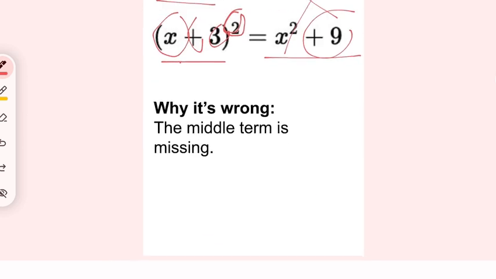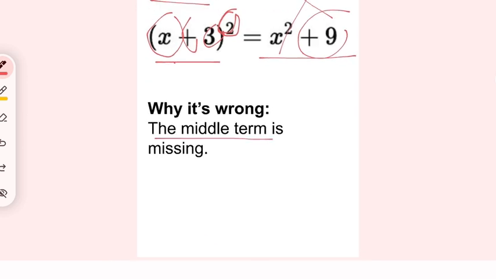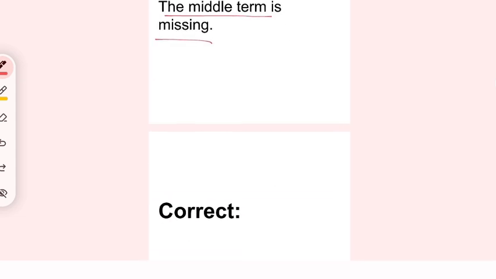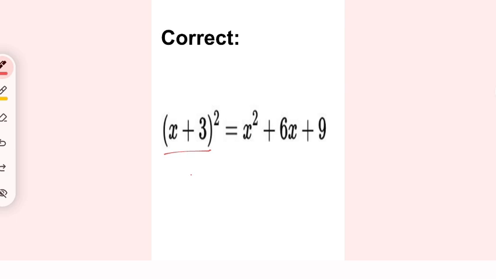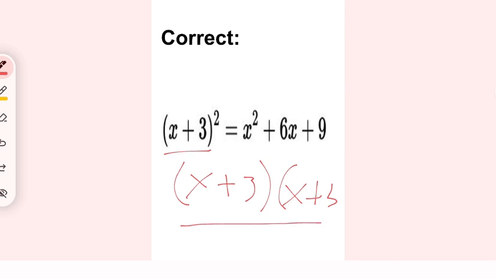Why is it wrong? Because in x plus 3 squared, there is actually a middle term that is missing. So you didn't include the middle term. The correct one should be: x plus 3 squared is x plus 3 multiplied by x plus 3, right? And there is a middle term. So when you do that, it must be x squared plus 6x plus 9. So this must be the correct answer.